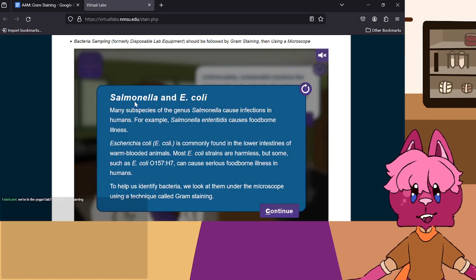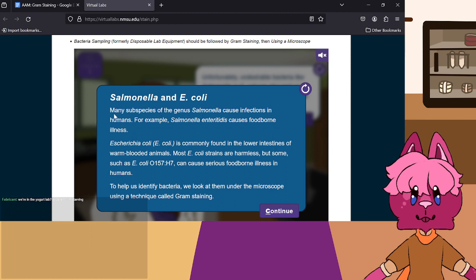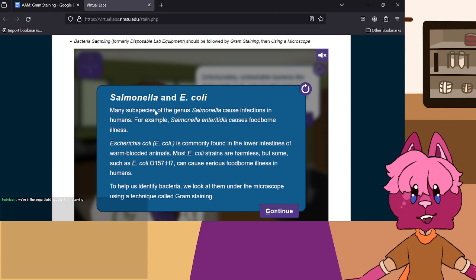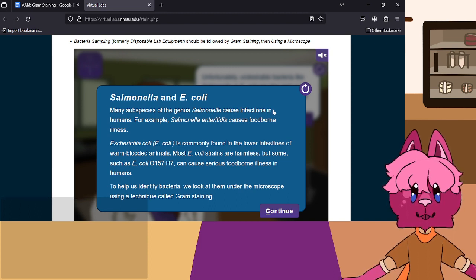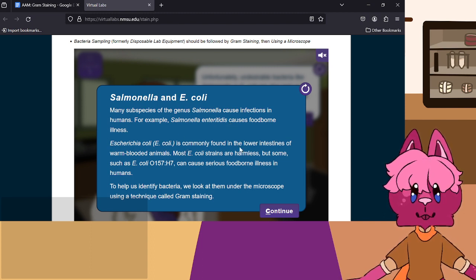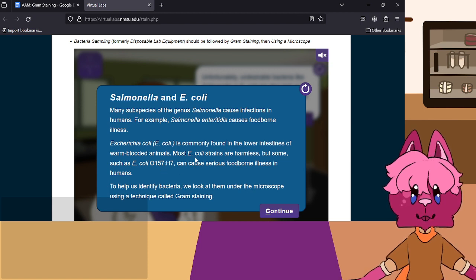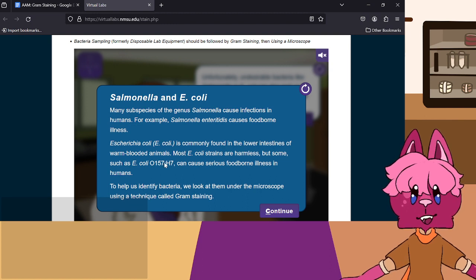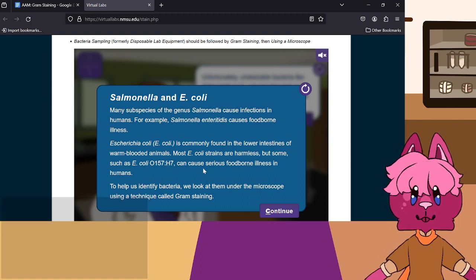So this talks a bit about Salmonella and E. coli. Many subspecies of the genus Salmonella cause infections in humans. For example, Salmonella enteritidis causes foodborne illness. Escherichia coli, E. coli, is commonly found in the lower intestines of warm-blooded animals. Most E. coli strains are harmless, but some, such as E. coli O157:H7, can cause serious foodborne illness in humans. To help identify bacteria, we look at them under the microscope using a technique called gram staining.